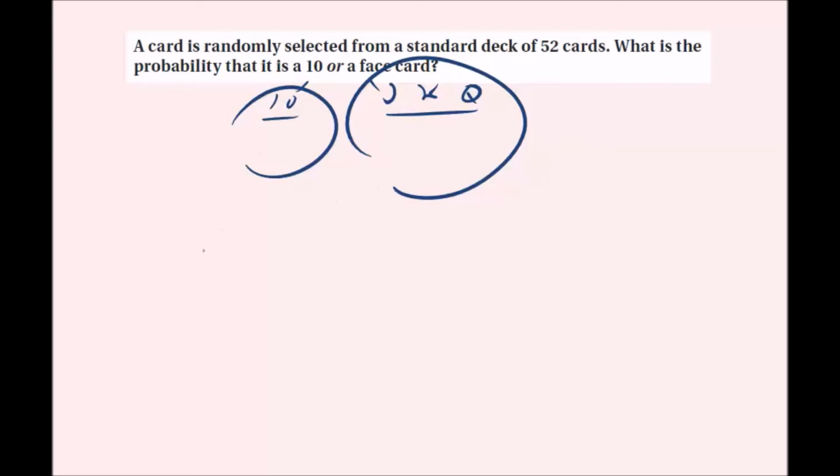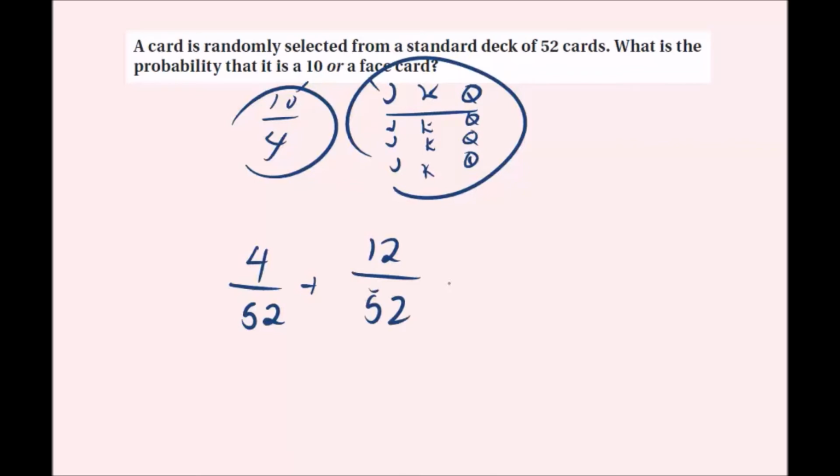In a deck of 52 cards, there are 4 10s. So we're going to say 4 over 52. That's the first probability. Plus, of these face cards, there's 4 jacks, 4 kings, 4 queens. So that gives us 12 options out of 52. We're just going to add those together because these events are disjoint. The denominators are the same, so we can just add them. 16 over 52. We can reduce that. Start by dividing by 2. 8 over 26. 4 over 13.